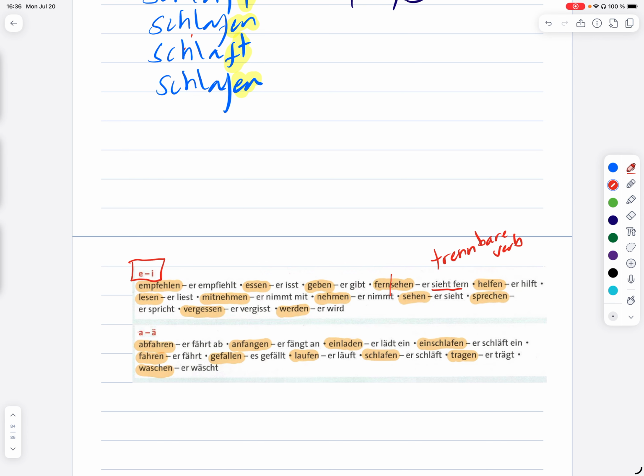In the same way, we also have a going to a umlaut, right? But remember, at the end you will do the similar conjugation, but in between where a is there, a will go to a umlaut. For example, abfahren, er fährt ab. So this is a trennbare verb, but you conjugate the fahren, and the fahren for er has a umlaut. Anfangen, einladen, einschlafen, and so on.